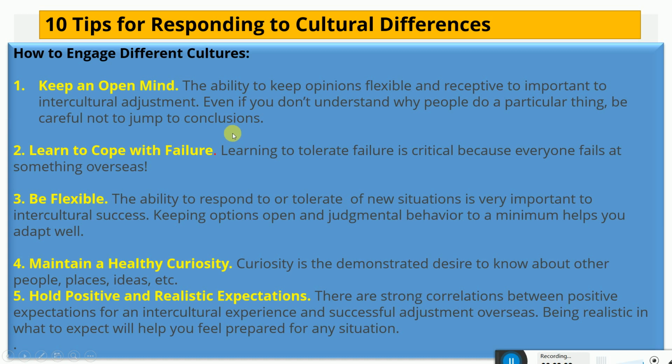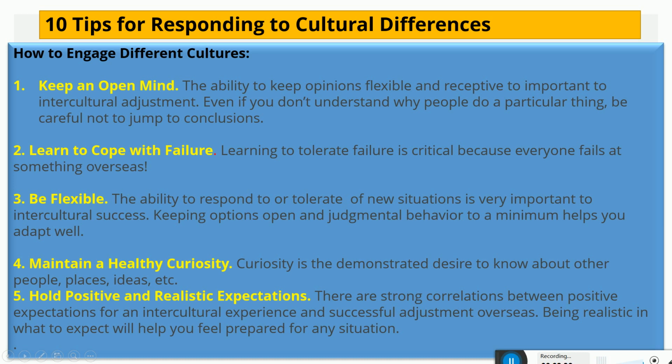Okay, second point, learn to cope with failures. If you are working with an organization and your performance is not good, it's not really your failure, you are learning something. So learning to tolerate failure is critical, because everyone fails at something overseas.